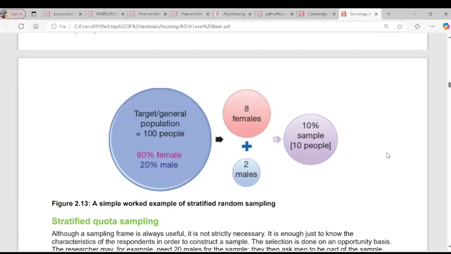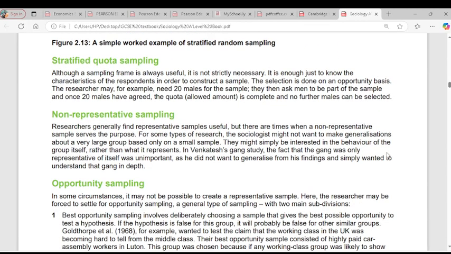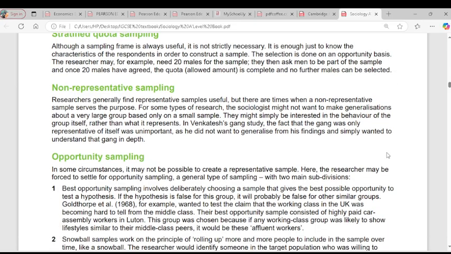For stratified quota, it's the same as stratified, but the difference here is that it has a limited amount of numbers that you have to stratify. So this is a form of stratified sample, but with specific numbers. That's why we call it quota. Is it clear? Then we have non-representative sampling.